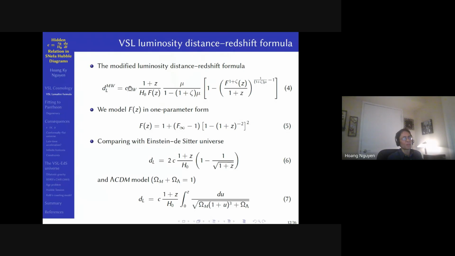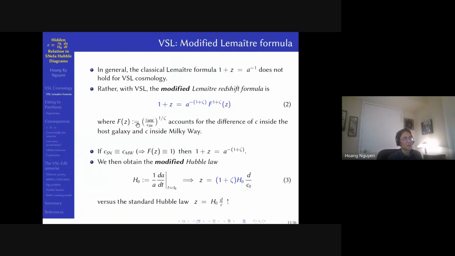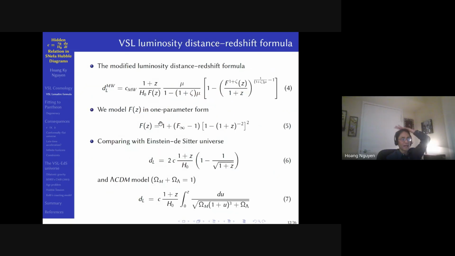See this one, 300 kilometers per second as usual. The F here is the function, I say, is this one. We have to do it phenomenologically. And so I parameterize it in the one-parameter form. So F(z) would vary monotonically from infinity, from today backward to the Big Bang, so z infinity, with one parameter F infinity. So for a given pair of mu and zeta, this formula has two parameters, H naught and F infinity.